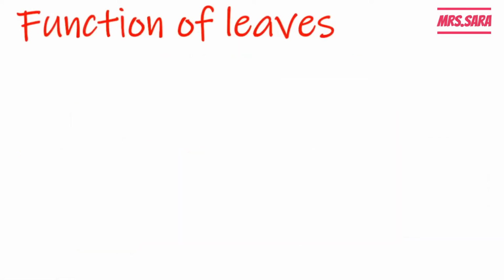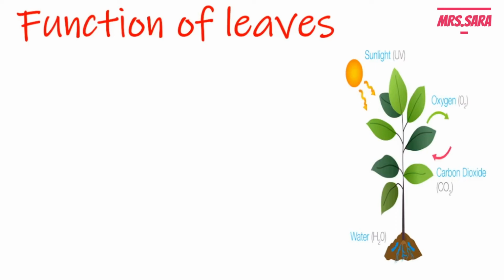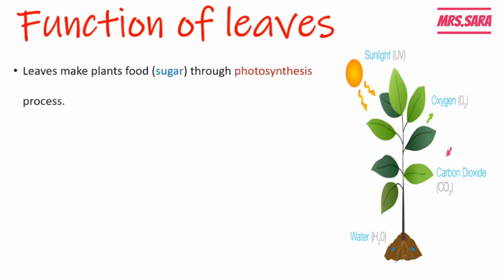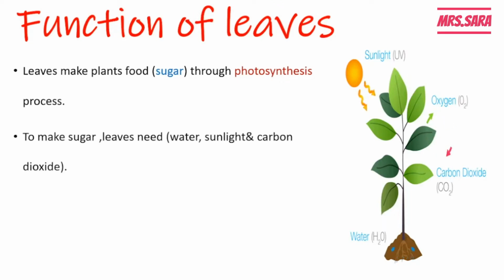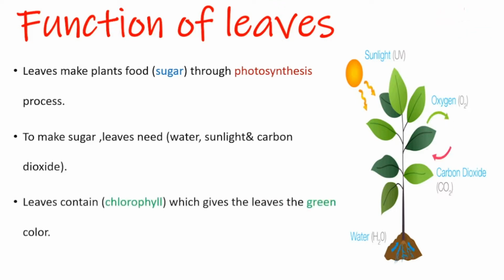The third part of the plant is the leaves, and the function of the leaves is to make the plant's food, the sugar, through the photosynthesis process. How to make the sugar or the food of the plants? The leaves need water, sunlight, carbon dioxide. The leaves contain a substance that's called chlorophyll. The chlorophyll gives the leaves the green color.